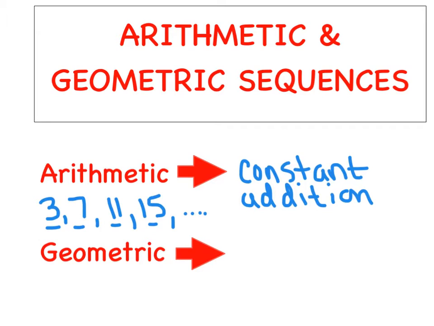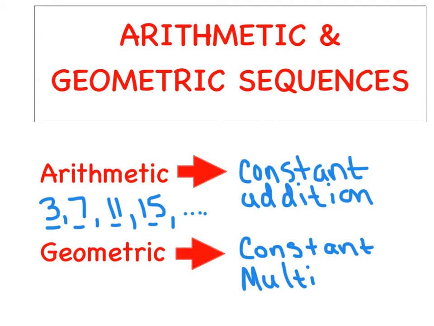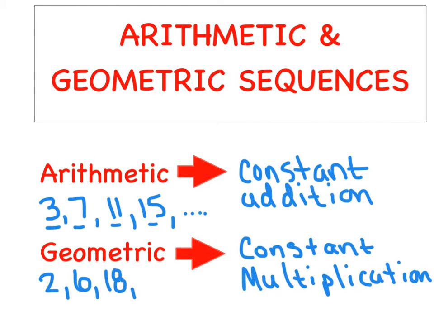Another type of sequence was a geometric sequence, and the theme there was that we had what's called constant multiplication. I'll give you an example of one of those. But the key is it all revolves around multiplication in a geometric sequence. So it might have gone from 2 to 6 to 18 to 54, etc., where we're constantly multiplying by a 3 in order to generate the next term.